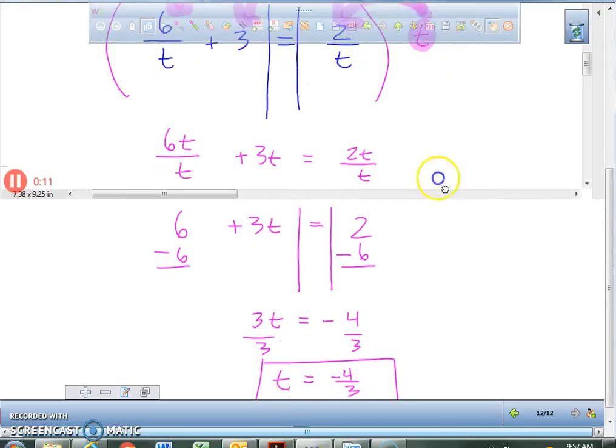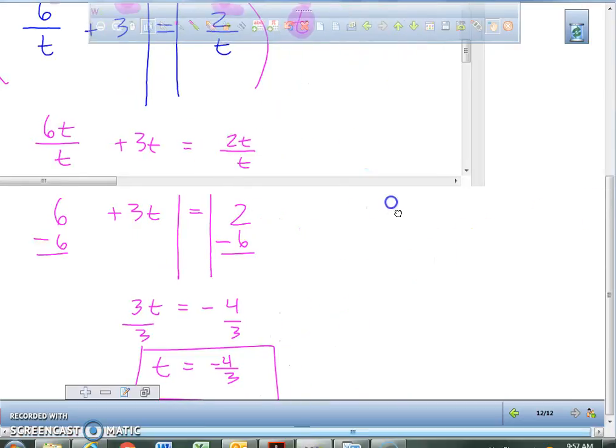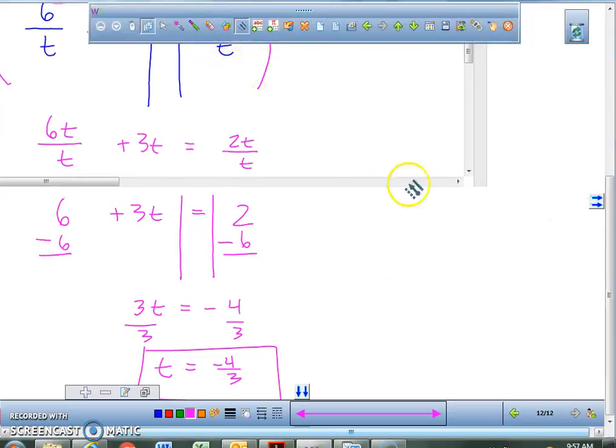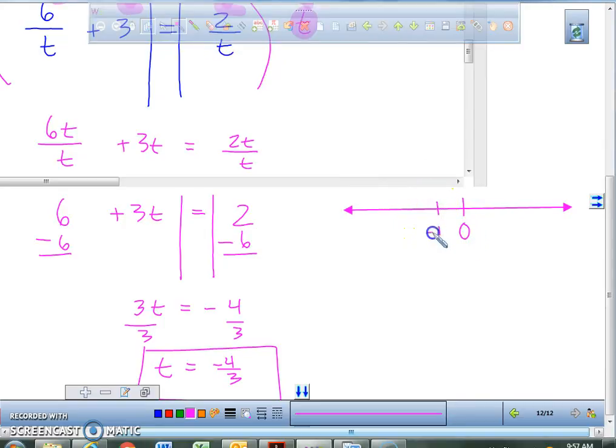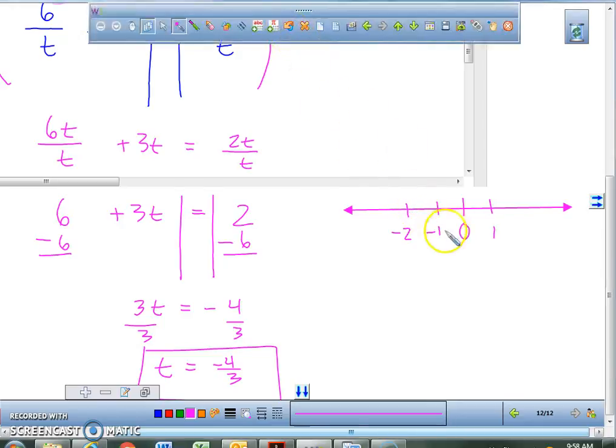So right now what I'd like you to do in your journal, I'm going to leave it right here so you can see it, is draw a number line. I want you to label one of them right here at 0. We're going to make this a negative 1, make this a positive 1, make this a negative 2. And right here, I want you to understand, this is about where negative 4 thirds would be.